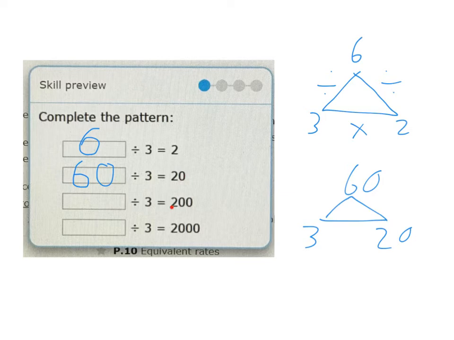So without even thinking, you can probably guess this next one's going to have a 6 in it, and it's going to have 2 zeros. So we'll write in 600 and then ask ourselves, does it make sense? 600 split into 3 groups. Yep, there'd be 200 in each group. 3 times 200, yep, that's 600.